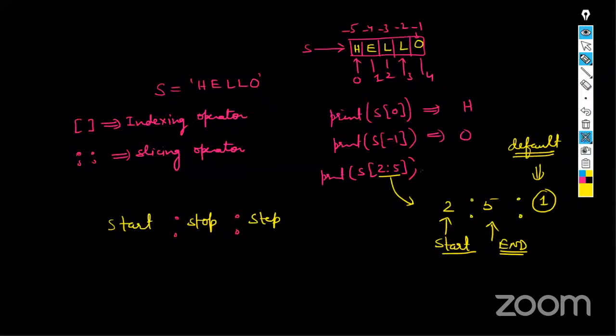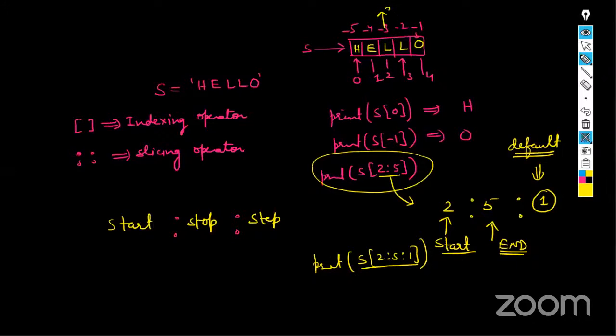Internally, this is first converted into this structure: print s[2:5:1]. Now this 1 is inserted over here. Once all three values are there, execution will start. So now you can see that 2 means start is pointing to location number 2, and 5 means the end, somewhere over here in the imaginary portion. So 5 is over here. This is the end. This is the start.